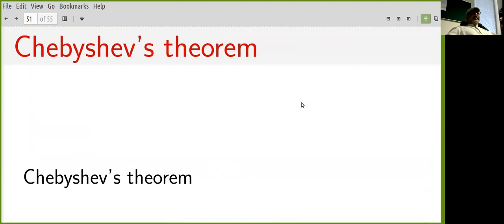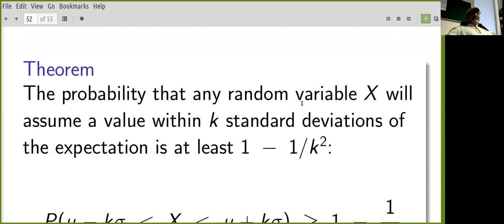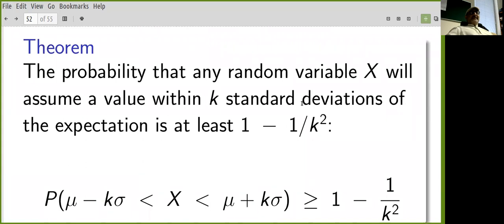Okay, now we come to Chebyshev's theorem. The nice thing about Chebyshev's theorem is that it holds for any random variable. Now you can get tighter bounds if you know more about the random variable. You can get improvements on this, but this holds for all random variables. And it gives us some idea of the importance of the standard deviation and the variance. So the probability that any random variable x will assume a value within k standard deviations of the expectation is at least 1 minus 1 over k squared, where k is a positive number.